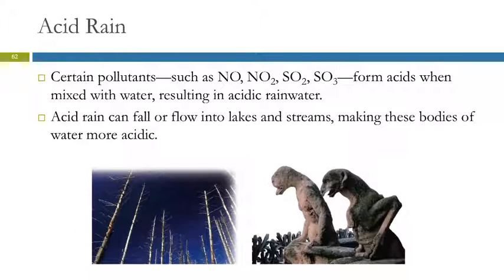Acid rain also kills trees. So it's not that people are putting acid into the atmosphere, but some of these pollutants combine with water to form acids. So that's where the acid rain comes from. I won't test you on acid rain.